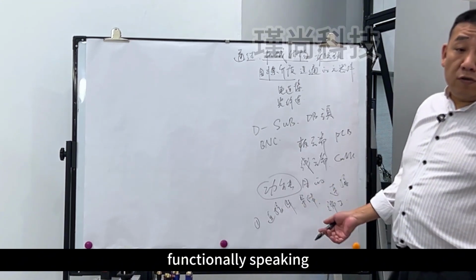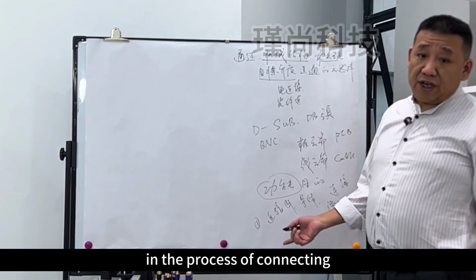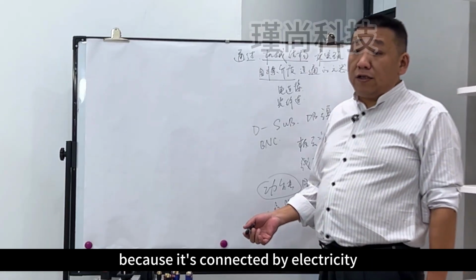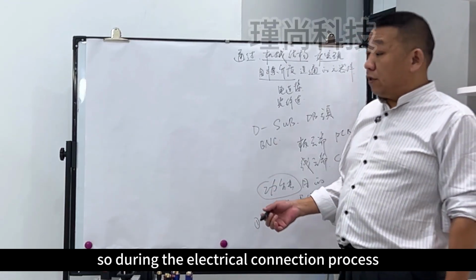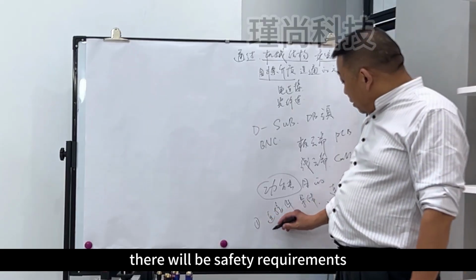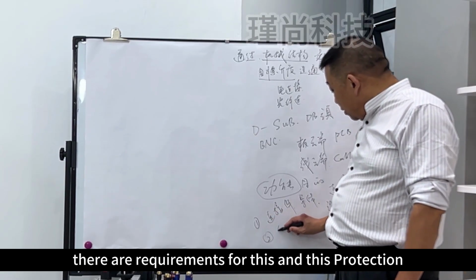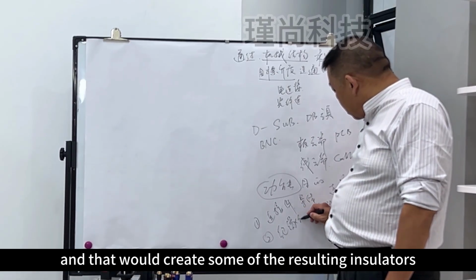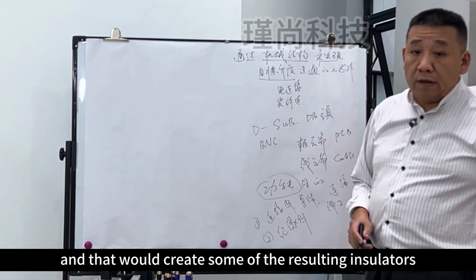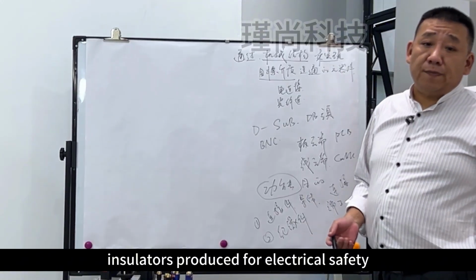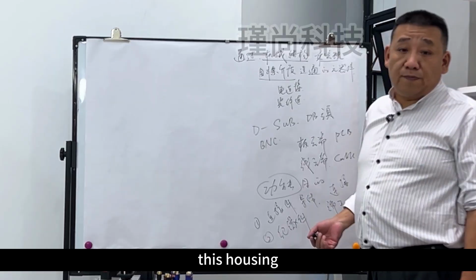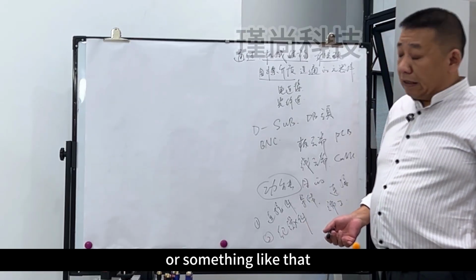Functionally speaking, in the process of connecting, because it's connected by electricity, during the electrical connection process there will be safety requirements. There are requirements for protection, and that creates the resulting insulators, insulators produced for electrical safety. That's the housing, or something like that.